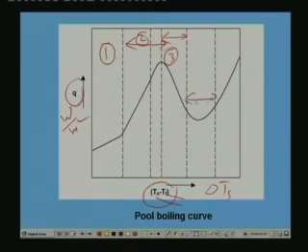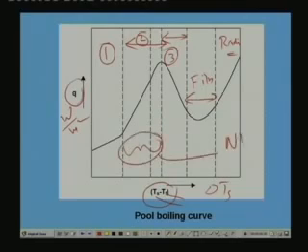Then you have film boiling. Here the radiation comes into the picture. Normally all the evaporators or boilers are designed to operate in this region. This is what is known as your nucleate pool boiling region.